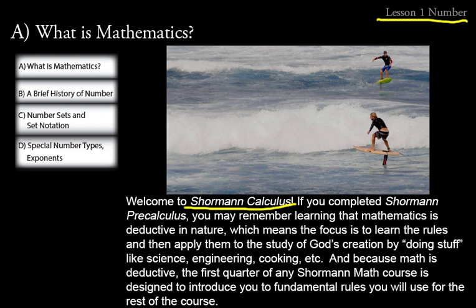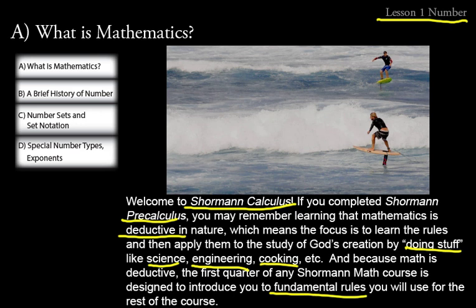And if you completed Shormann Pre-Calculus or another Shormann math course, you may remember learning that mathematics is deductive in nature. It's about applying rules, and so the focus is to learn the rules and then apply them to the study of God's creation by doing stuff. So science, doing science experiments, engineering, cooking, making things. And because math is deductive, the first quarter of any Shormann math course is designed to introduce you to fundamental rules or review them, things that you'll use for the rest of the course.